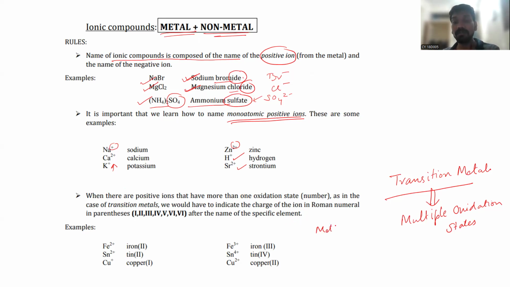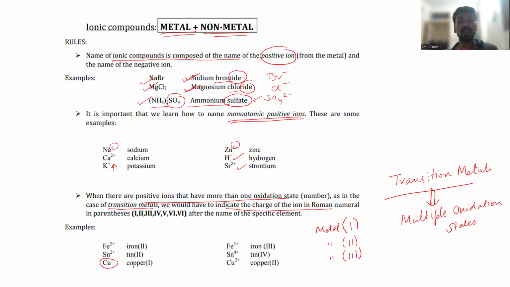So you have to write the name of the metal, and in brackets you have to write which oxidation state it is, whether it is +1 or +2 or +3. In brackets you have to write the Roman numeral of the oxidation state. So there are positive ions that have more than one oxidation state in the case of transition elements, which indicates the charge of the ion in Roman numerals. Here you can see that for iron with +2 charge, we have written iron, and in brackets we have written II. Okay. Similarly, in the case of tin, where the +2 ion is there, here you can see that there are two things where 2 is involved.